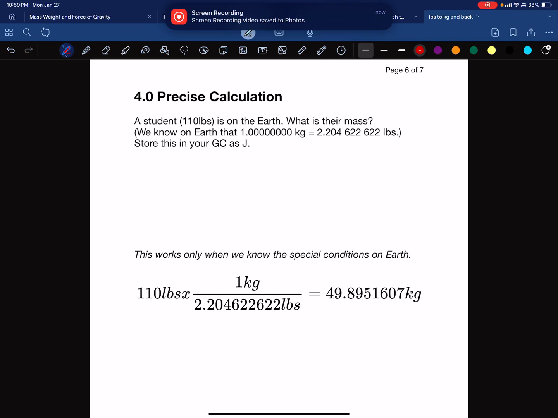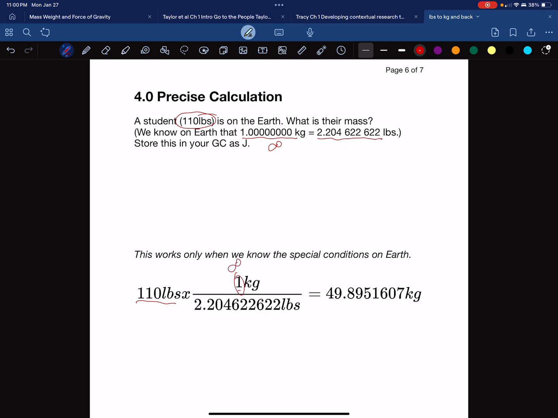So how would we go about doing a precise calculation? We saw in the previous segment how we would do an estimate. Well, what we would do is start out, if we have a student that's 110 pounds, we know that on Earth, 1 kilogram, a perfect 1 kilogram with an infinite number of significant digits, is equal to this many pounds. Well, we have 110 pounds and 1 kilogram. And when we write it this way, we mean it has an infinite number of digits.